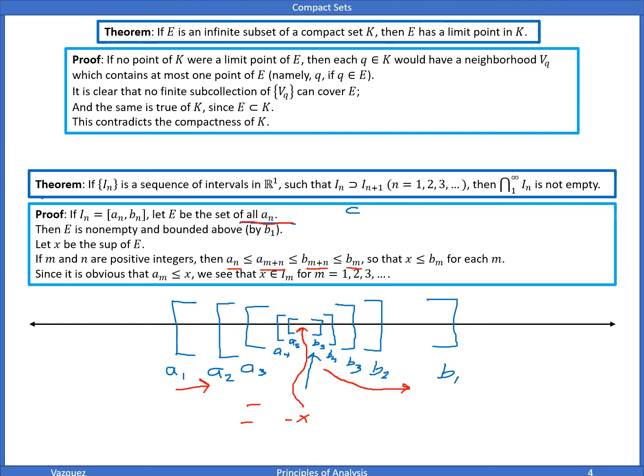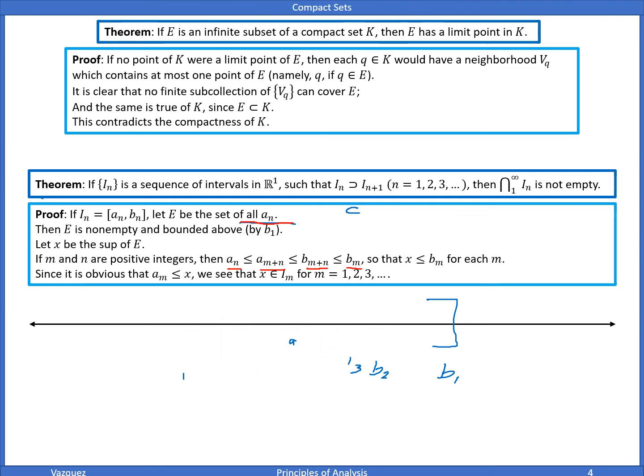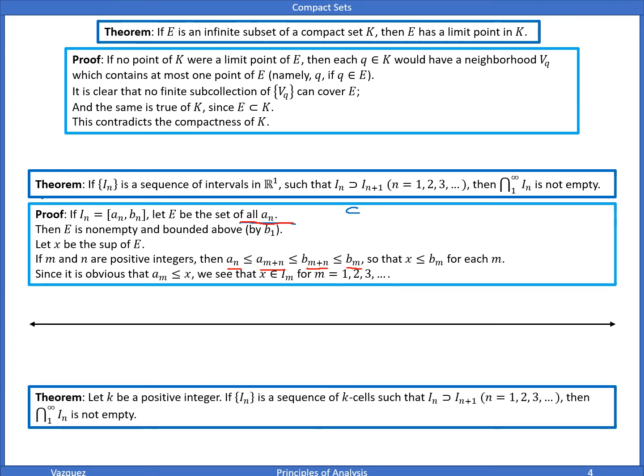But I'm going to go ahead and erase this picture so I can show this corollary, which is pretty much the same thing. We're letting k be a positive integer, and I sub n is a sequence of k cells. So a k cell on the real line just looks like a closed interval. A k cell on the plane looks like a square, or a rectangle, I should say. A k cell in R3 looks like a rectangular prism, and so on and so forth. So instead of just the real line, we're generalizing this to k dimensions.